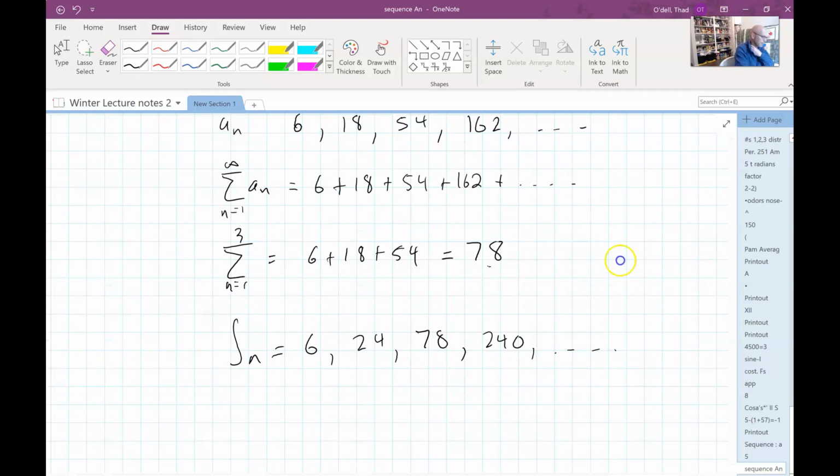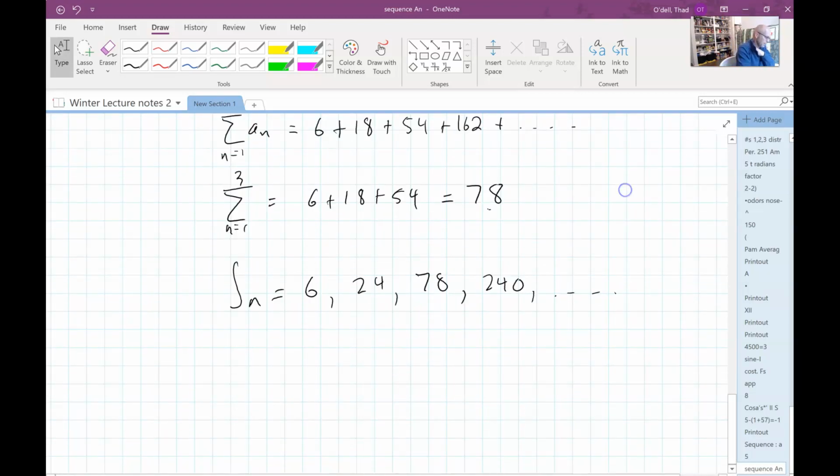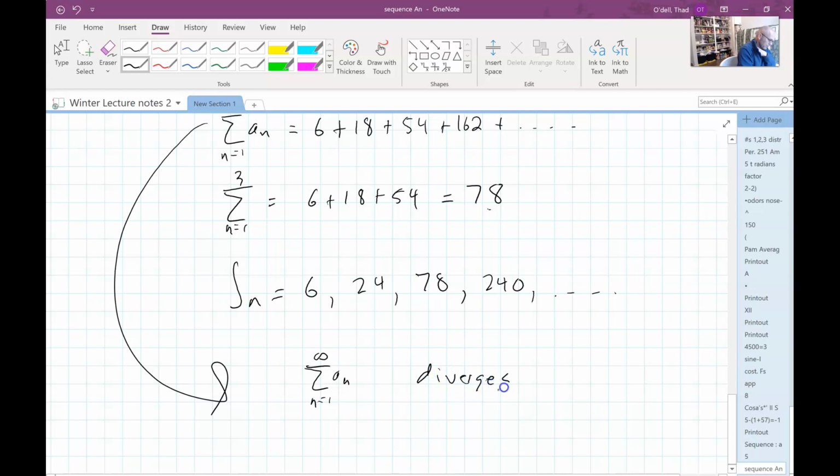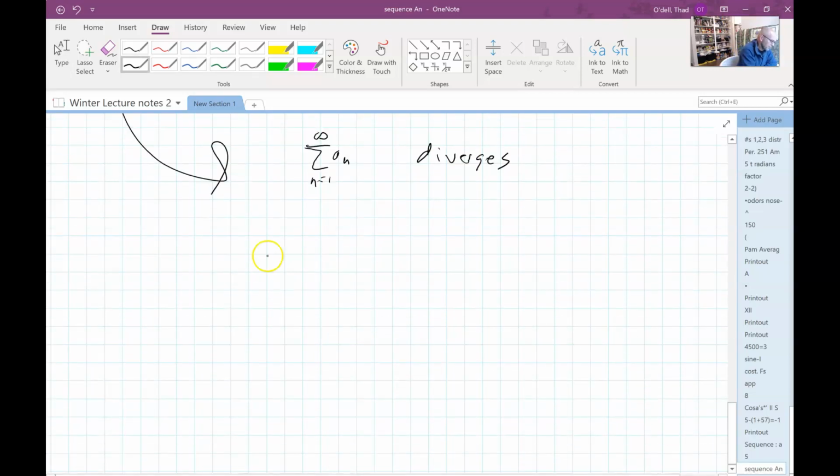Notice each term of the sequence is bigger than the last, obviously. So if we asked whether it diverges or converges, we would say the infinite series diverges. Okay? So does every one of them diverge? Well, let's look at one more.